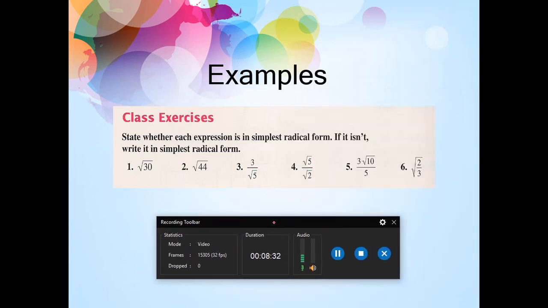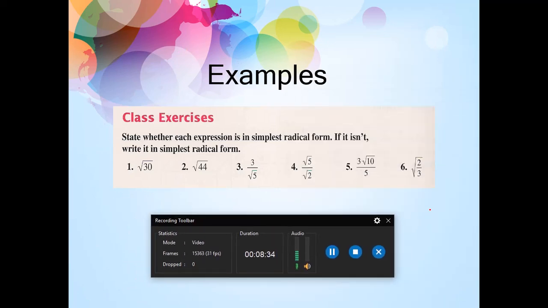We're going to skip these examples. I think we've already done a fair number of examples to give you a good variety.